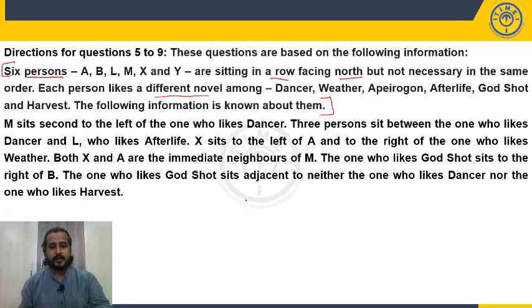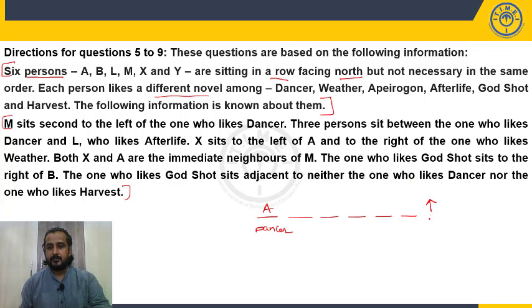So how many persons are given? 6 persons. So we need to place them in a linear arrangement and all are facing north. We need to fix the person as well as we need to fix the novel which they like. So this is how the question is to be solved. Okay. And we have been given some clues. So this is our basic structure.